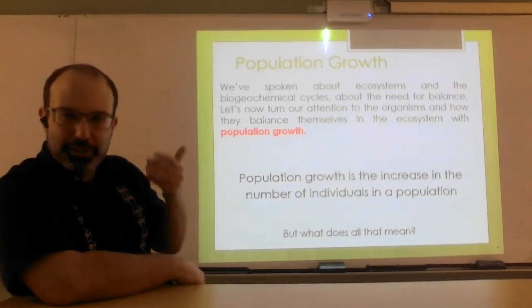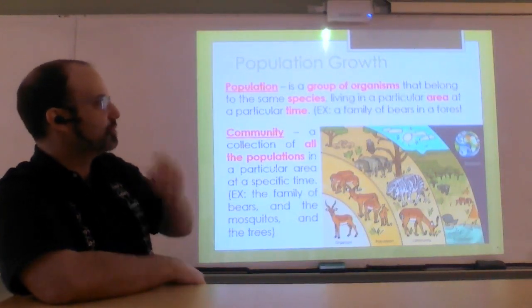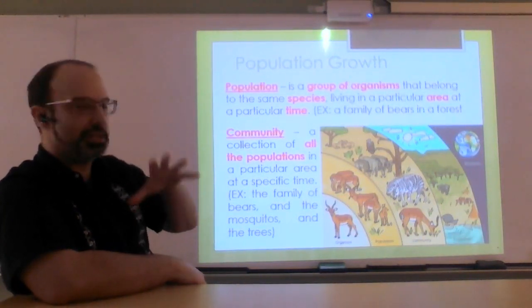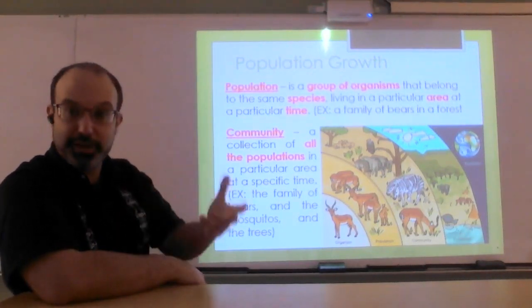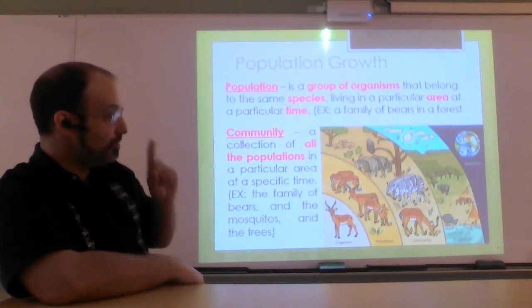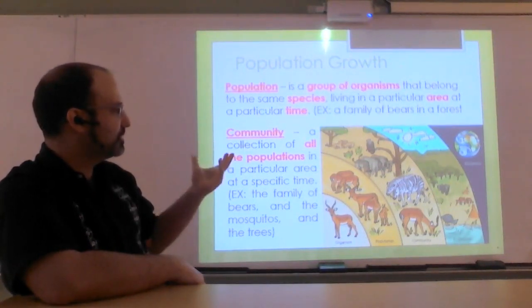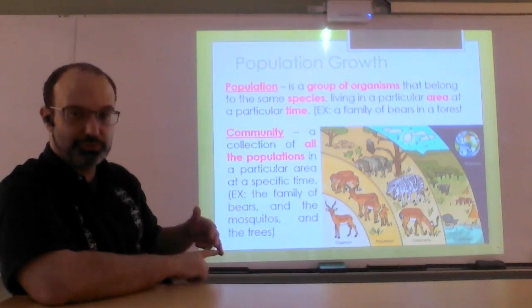What does that really mean, though? Right? If we break this down, okay? Population is a group of organisms that belong to the same species, living in a particular area at a particular time. So a family of bears in a forest or students in a particular classroom. A community, on the other hand, is a collection of all populations in a particular area. So the family of bears and the mosquitoes and the trees.